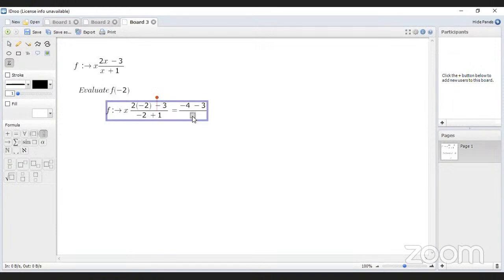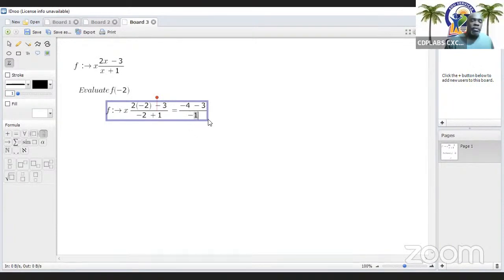It's minus 2, negative plus 1 gives you 4. Negative 1, put 4 minus 3. You have to pay attention to what you're doing. So right there, now we're going to have -7 divided by -1, which is equal to 7. So the answer is 7.